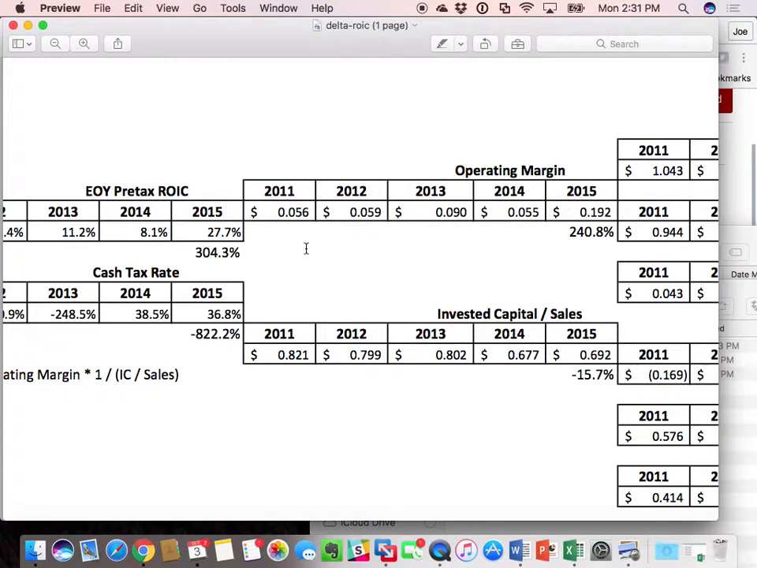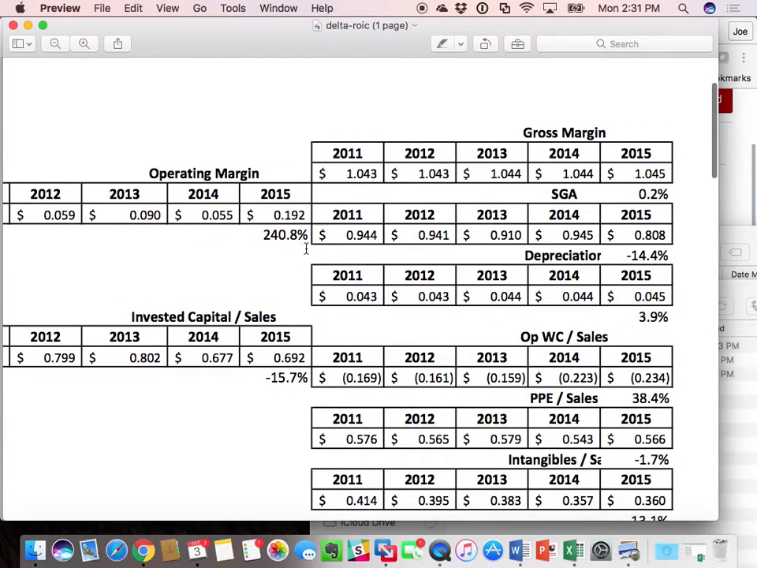Right? So, back to this, what you should say is that the gross margin has been pretty consistent for Delta over time from 1.043 to 1.045. It hasn't changed that much. And it was really the drop in SG&A from 94.4 to 80.808. That was the big driver of the improvement in operating margin. Right? Because depreciation didn't change much. Gross margin didn't change much, but SG&A went down dramatically. They wouldn't account for fuel costs and gross margin.